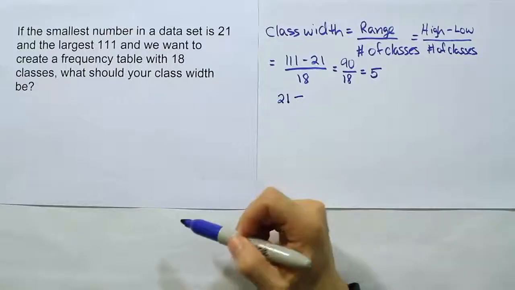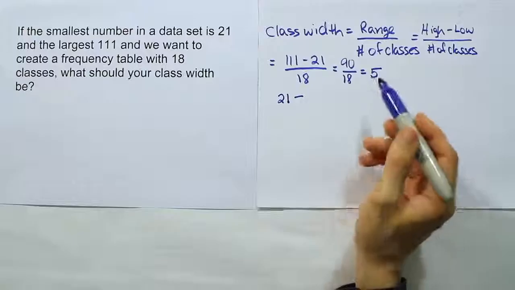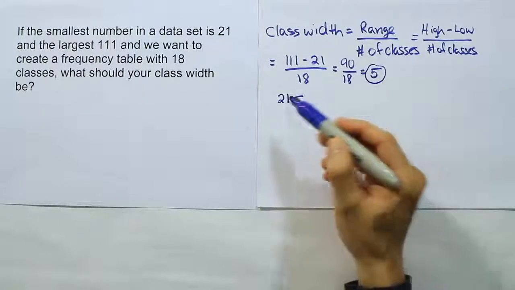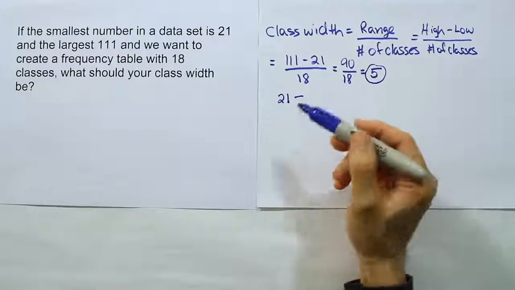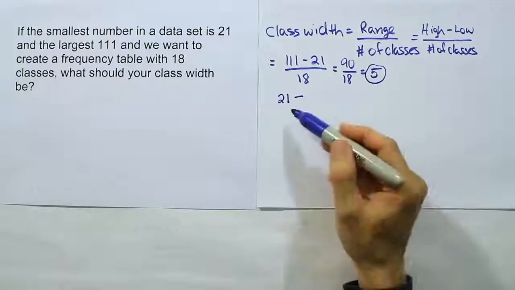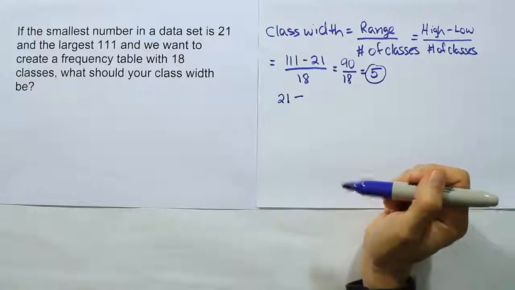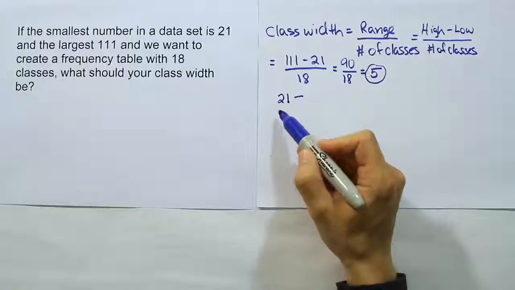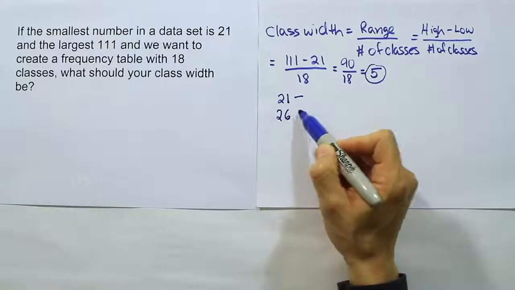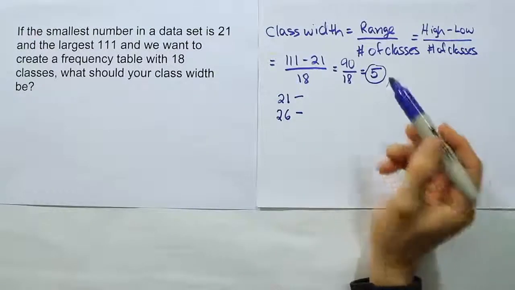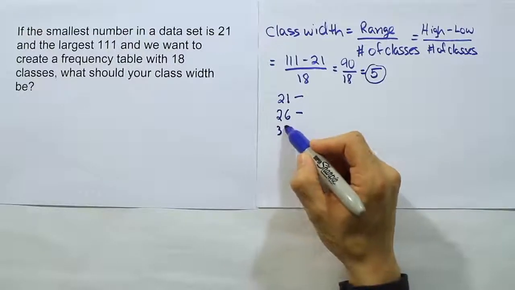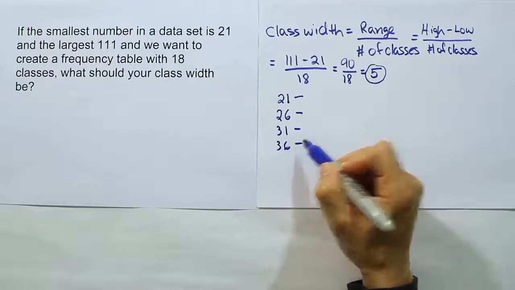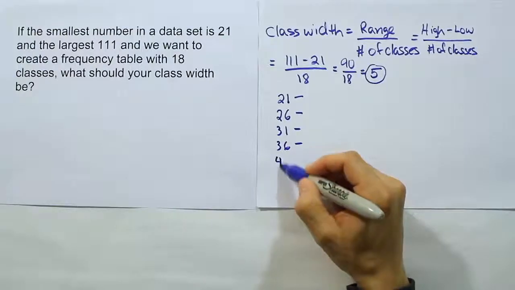So if our first category started at 21 and we wanted to create 18 categories, the way you do that is you take this class width value and you add it to the lower class limit. And you do that over and over again until you have 18 unique categories, 18 ranges of numbers, right? So let's add 5 to 21. We'll get, of course, 26. That would be our second category. Let's add 5 to 26 and we'll get 31. And if we add 5 to that, we'll get 36. Add 5 to that, we'll get 41.